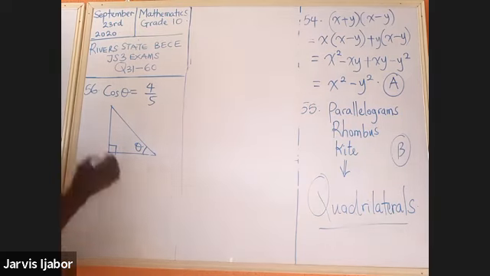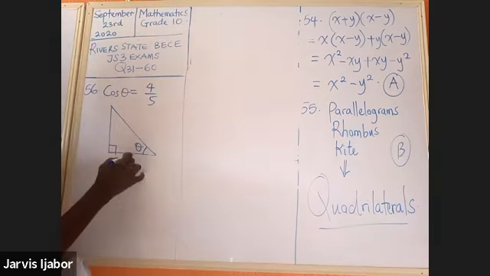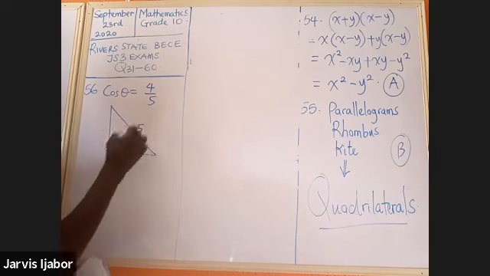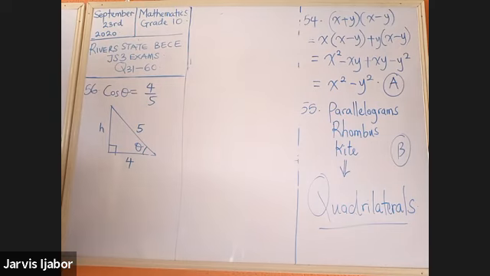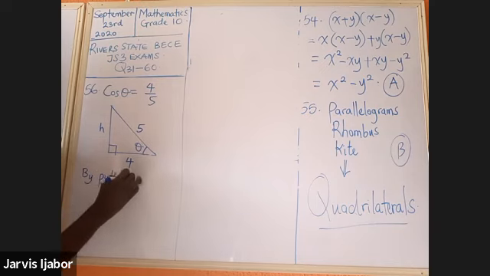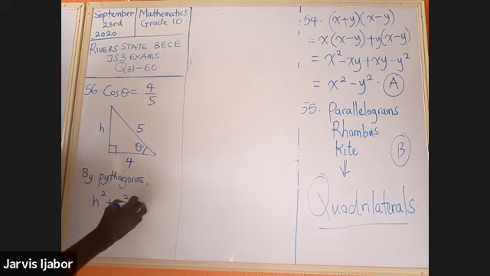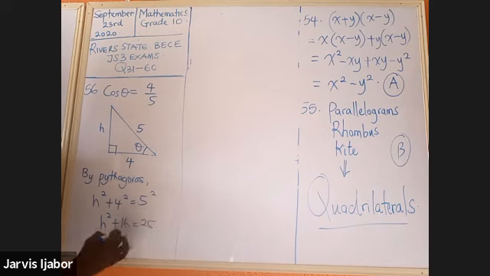Adjacent over hypotenuse. So this is the opposite. This will be adjacent. This will be the hypotenuse. So we need to look for this part. Let me call it H. So by Pythagoras, you're going to have that H squared plus 4 squared will be equal to 5 squared. So H squared plus 16 will be equal to 25.